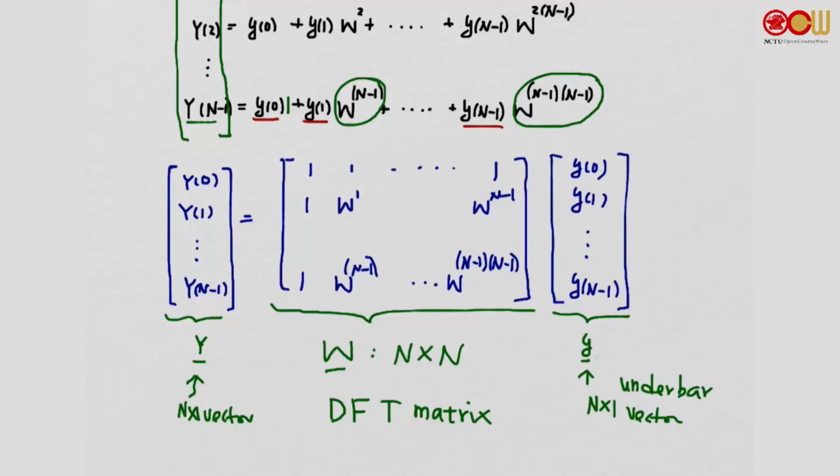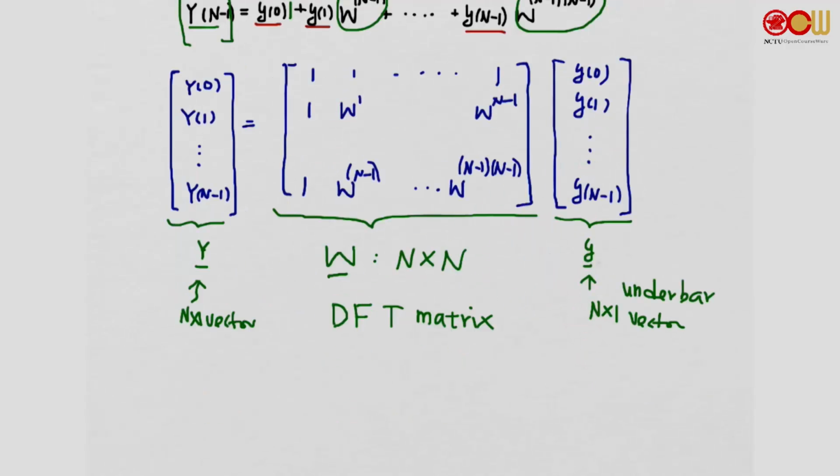Because if we are given this small y vector, and we multiply it with this matrix W, then we get its n-point DFT. So big Y is equal to the product of W and small y, the matrix and vector product. If we apply the W matrix on small y, then we get its DFT. That's why it's called the DFT matrix.